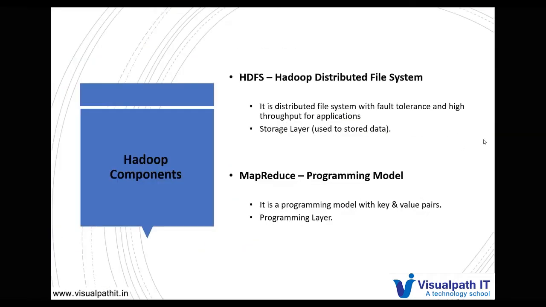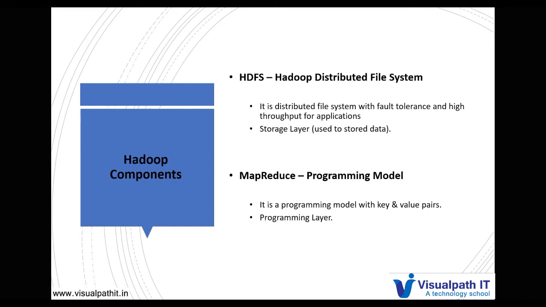Then let us see the Hadoop components. There are two types of components available in Hadoop. One is HDFS and the other is MapReduce. So what is HDFS? HDFS is a distributed file system with fault tolerance and high throughput for applications. It means data is always available to be accessed by the applications of end users.